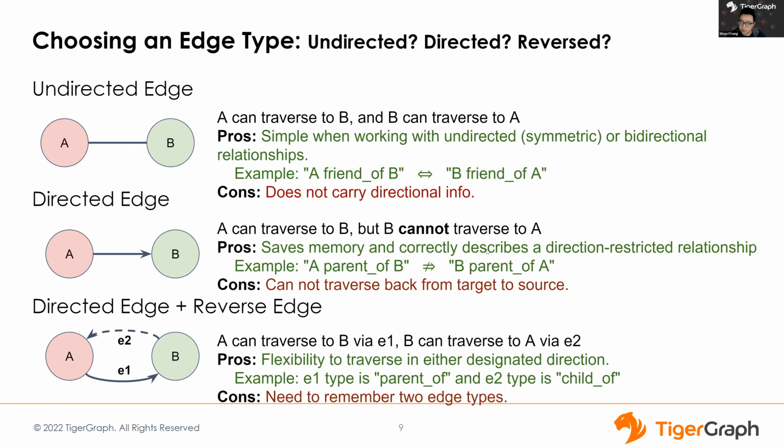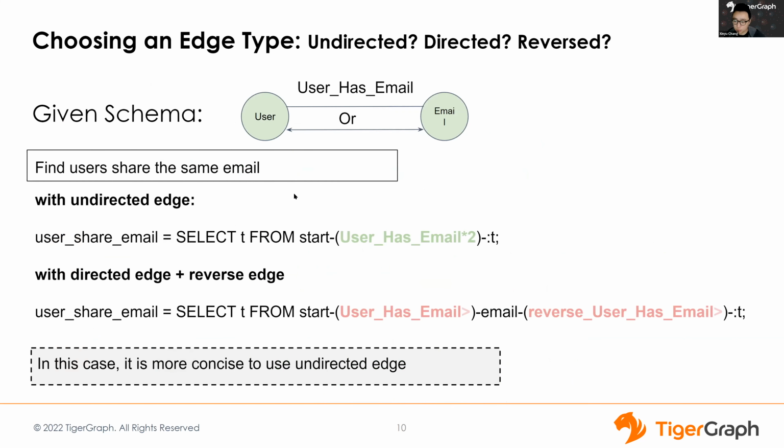Okay, so now let's look at some examples to see what the actual differences I just talked about are. Here is a query writing example showing the difference between the undirected edge and directed edge with reverse edge. Let's assume we have a use case where we have users, and the user may have an email address, right? And now we want to ask questions. Okay, find the users who share the same email address, right? If we define this as an undirected edge, then we just need to write a two-hop query. It's very straightforward and easy.